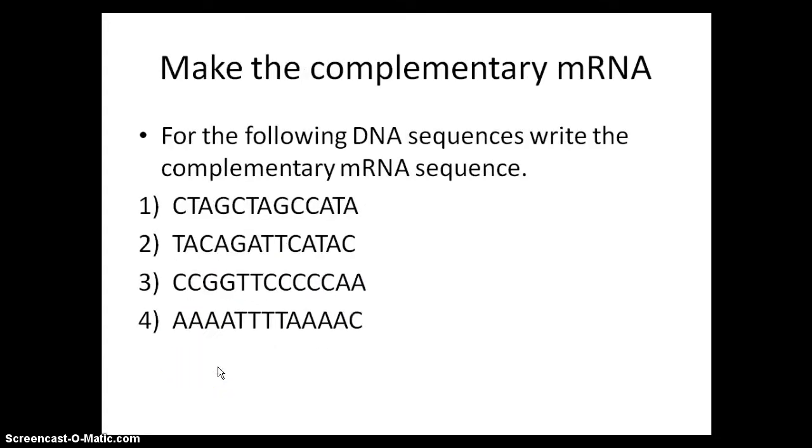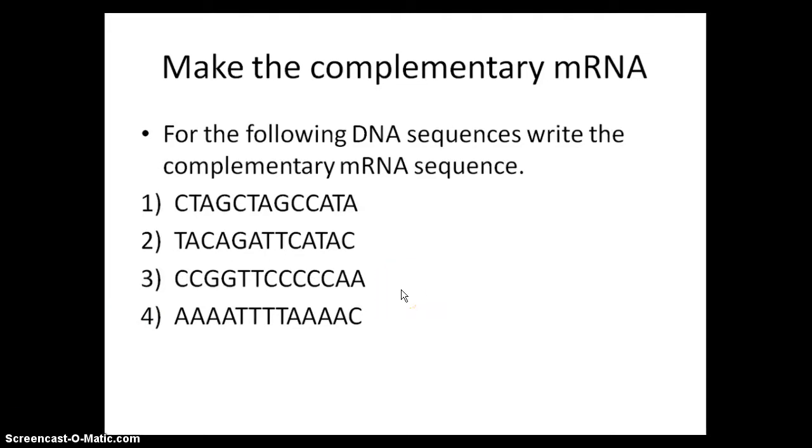So let's look at this. Take out a piece of paper. I want you to write down these 1, 2, 3, 4 sequences. Write them down. Give yourself a little bit of space because I want you to write the complementary mRNA sequences for each one. Go ahead and pause the video, and I want you to try that. Okay? So what you're going to do is you're going to look at the DNA sequence, and then underneath it, you're going to write the complementary mRNA sequence.